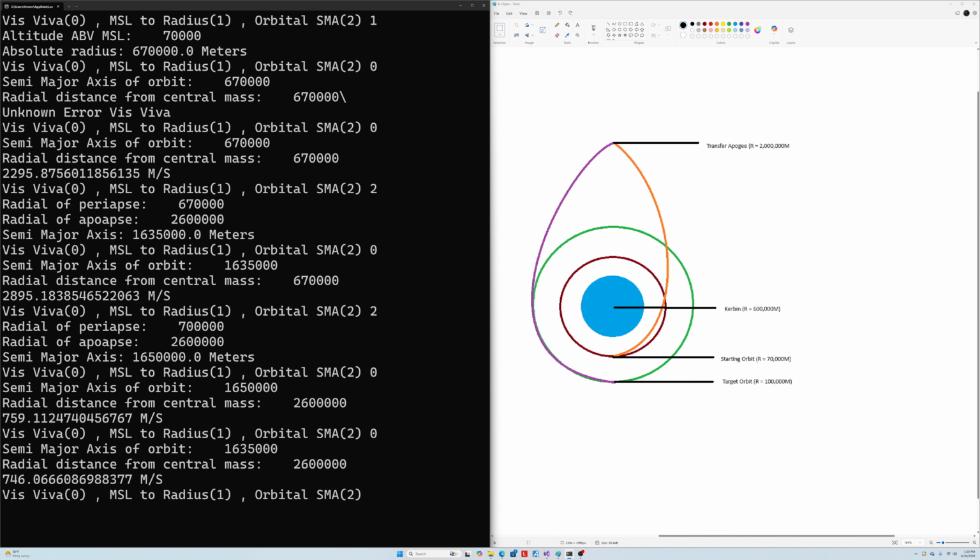Therefore, in order to determine the amount of delta V needed to make the orbital adjustment, again, we just take the difference between the velocity of the target transfer orbit and the velocity of our approach. In other words, 759 minus 746. It evaluates to somewhere between 13 to 15 meters per second.